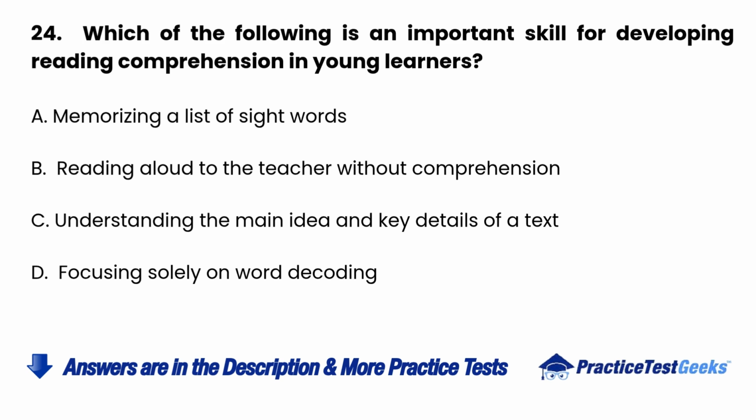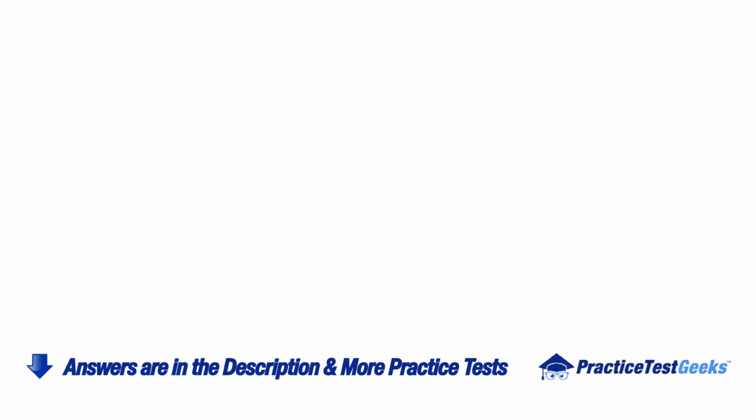24. Which of the following is an important skill for developing reading comprehension in young learners? A. Memorizing a list of sight words. B. Reading aloud to the teacher without comprehension. C. Understanding the main idea and key details of a text. D. Focusing solely on word decoding.